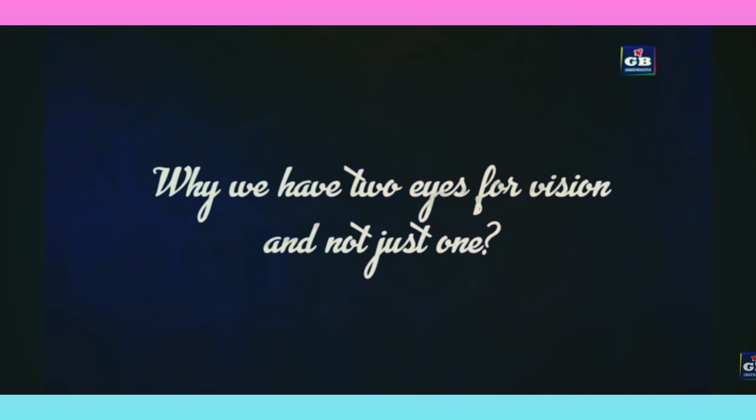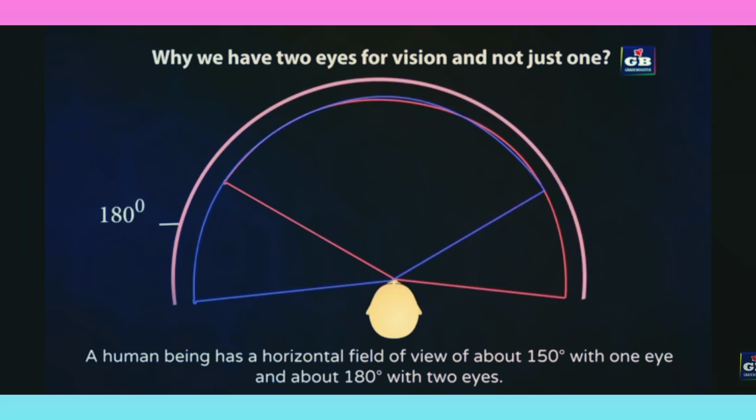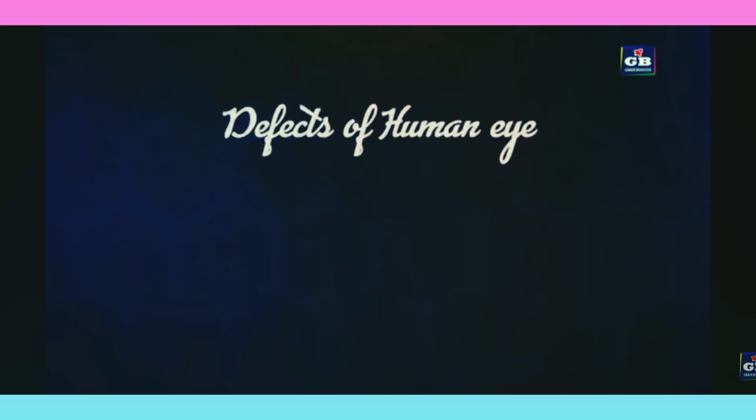Why we have two eyes for vision and not just one? A human being has a horizontal field of view of about 150 degrees with one eye and about 180 degrees with two eyes. Faint objects cannot be seen properly with a single eye, so we need a pair of eyes for proper vision. Defects of human eye.